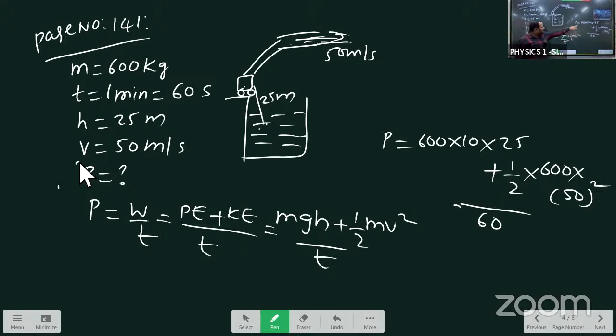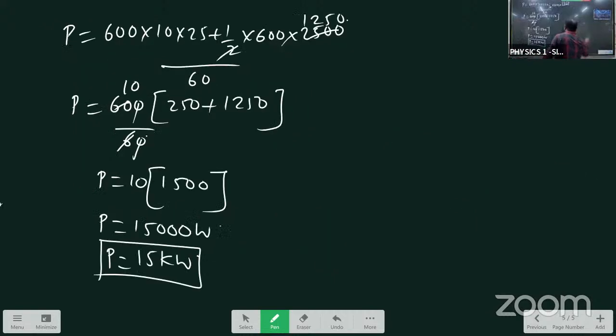So substitute values. Mass 600. The g value is not given; if you take 9.8 you get one value, and if you take 10 you get another value. So 10 is the approximate value, students. mgh plus half m v square. Doing the calculation, 15,000 watts comes. You know, in our old Telugu Academy book, the value they gave was 12.5 kilowatts. That is the wrong answer.